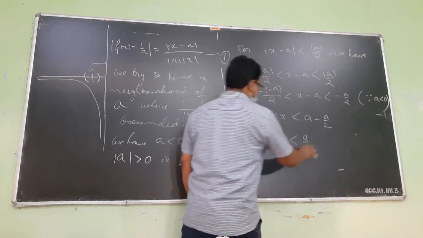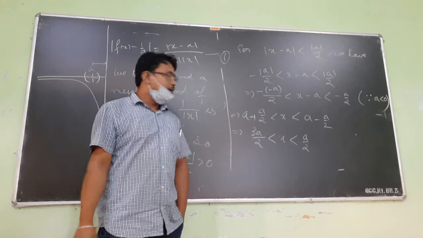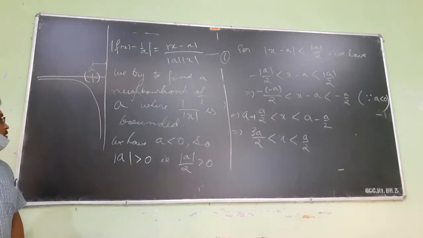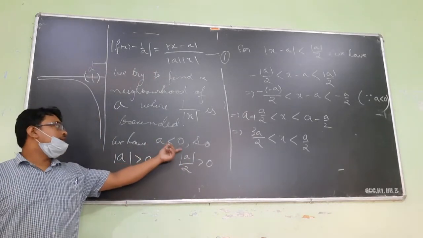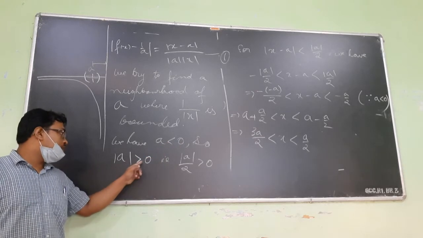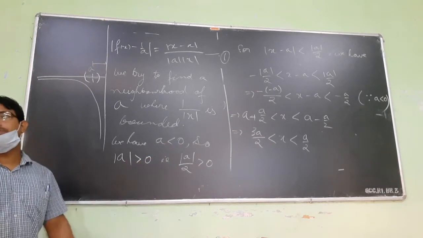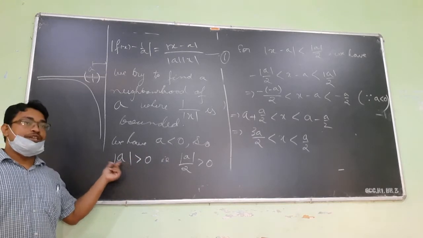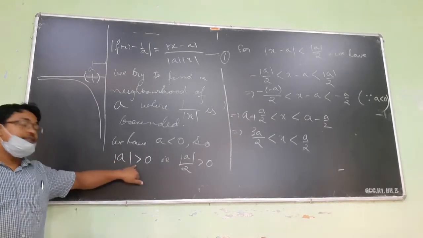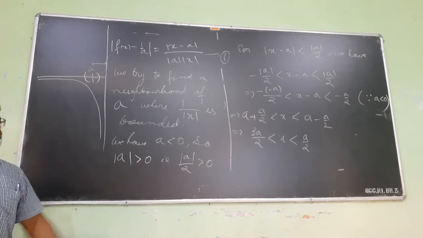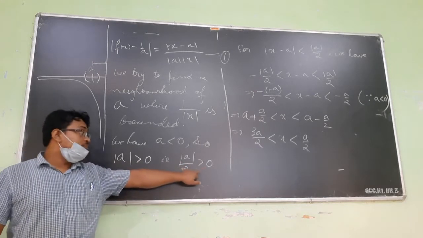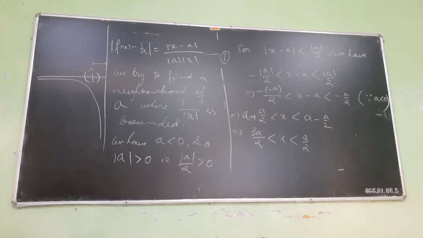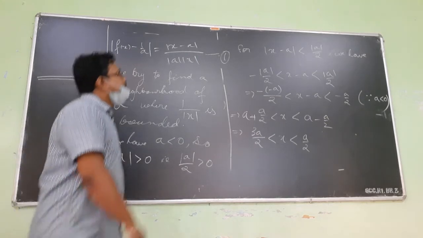Understand it? Sir, it is difficult. So mod A is greater than 0. Oh yeah, A is less than 0, so mod A is greater than or equal to 0. A is negative, so mod of A is strictly greater than 0. Strictly greater than is important, because delta has to be strictly greater than 0. It cannot be 0. So this part is important.